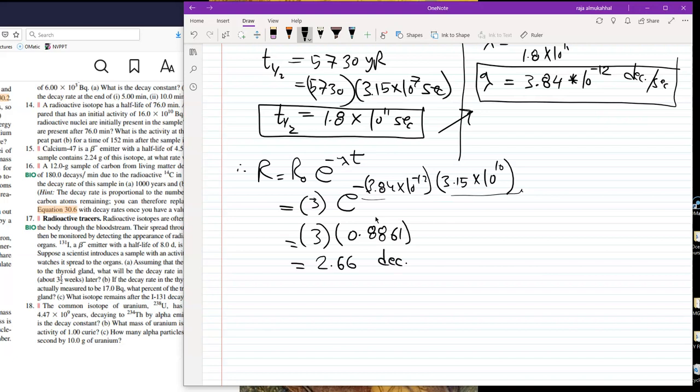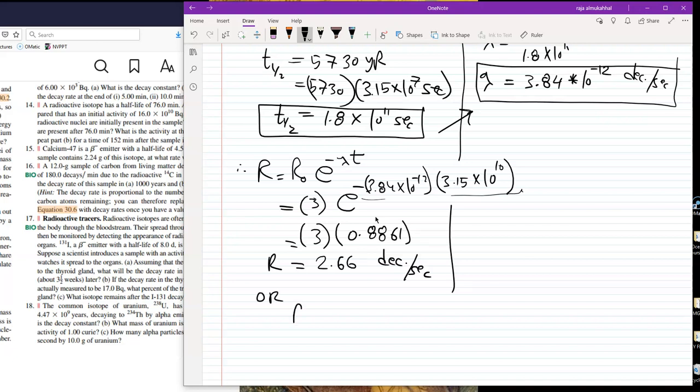So decays per second. Okay. Now, if you do it in minutes, that's where my notes is. It will turn out to be the decay rate is 159. Can I check that? How do I do that? Just take that and multiply by 60. And yep, that's true actually. So it is correct.